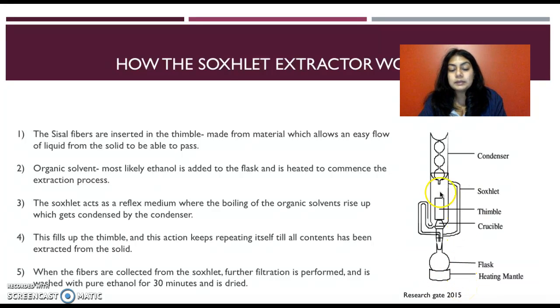The Soxhlet acts as a reflux medium, where the boiling organic solvent rises up towards the condenser, gets condensed, and trickles back down into the thimble. This action repeats itself until all the contents have been extracted from the solid. When the fibers are collected from the Soxhlet, further filtration is performed and they are washed with pure ethanol for 30 minutes until dried.